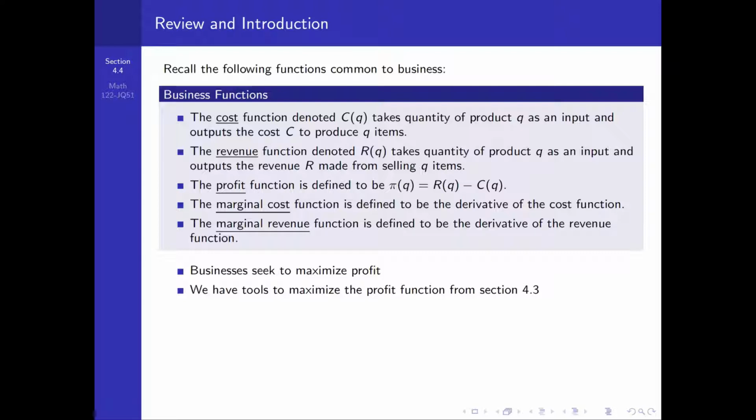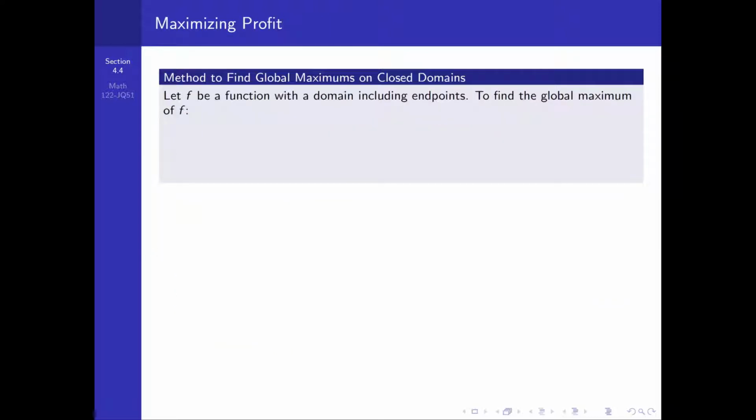And from section 4.3, we developed tools that allow us to maximize functions generally. So maximizing profit in business is really just one particular application of these general methods that we developed in the last section to find global maximums on arbitrary functions. And to do so, we're going to take the profit function and find the global maximum on the profit function using the same method that we did in the last section.